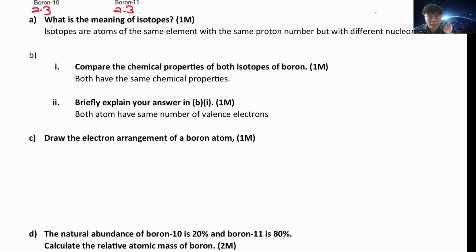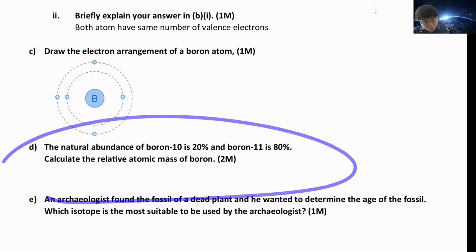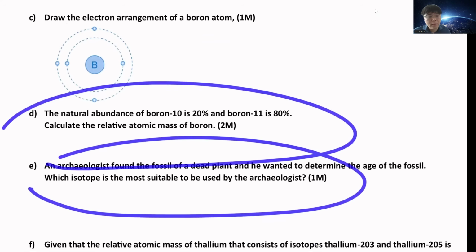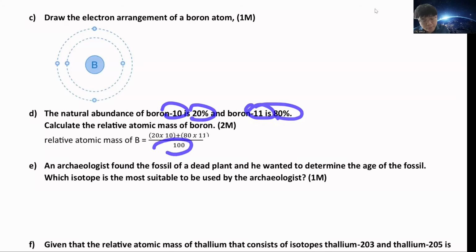Then they may ask you to draw the electron arrangement. For electron arrangement 2.3, you have to draw 2 and then 3 here. Then the middle needs to be shaded and put a B there. They're also going to ask you about the percentage. They say the percentage abundance of boron-10 is 20%, then boron-11 is 80%. How do you calculate the average mass? You take 20% times 10, plus 80% times 11, divide by 100%. So you get the average mass, which is the relative atomic mass, equal to 10.8.